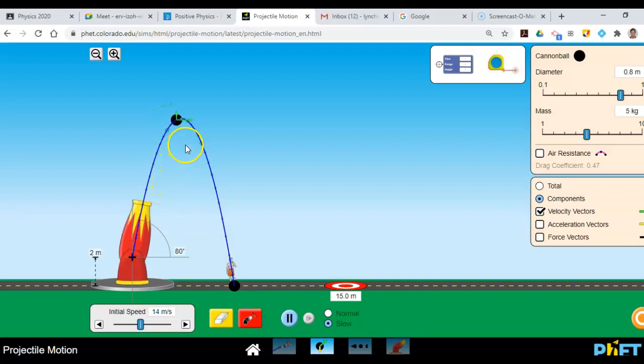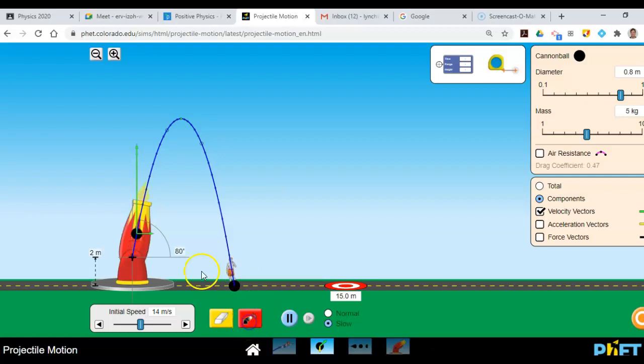And the reason for that is because gravity only changes the velocity in the vertical direction. Gravity does not change the velocity in the horizontal direction. And in the absence of any force acting in the horizontal direction, the velocity stays the same. So there's nothing that is changing the velocity in the x direction.